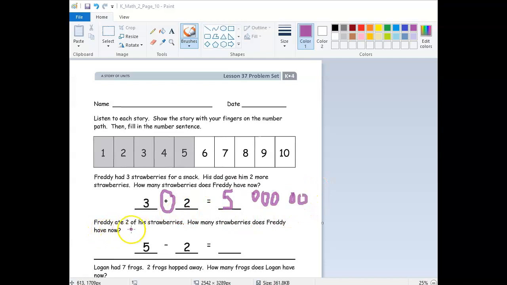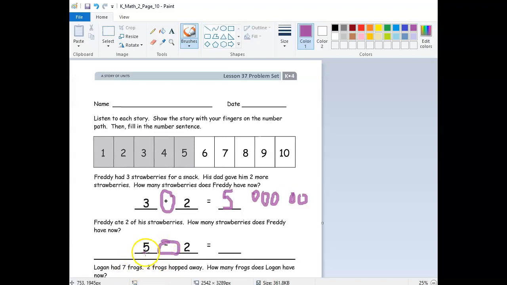It says Freddie ate 2 of his strawberries. How many strawberries does Freddie have now? So remember, after he added his strawberries, he had 5 altogether. So our whole starts with 5, and we're going to circle our sign. What kind of problem are we going to be working? Yes, a takeaway. This is a minus sign, so we're going to work a takeaway problem.